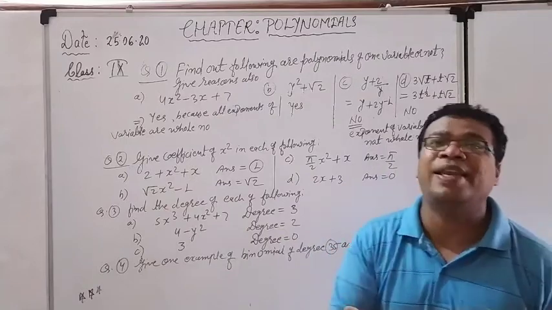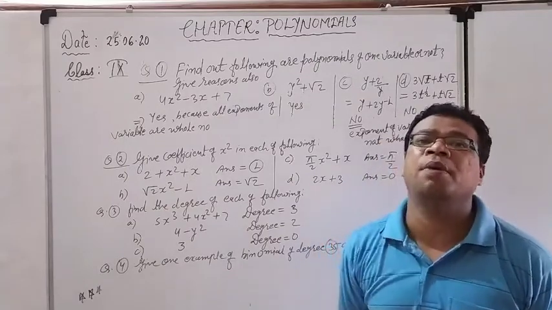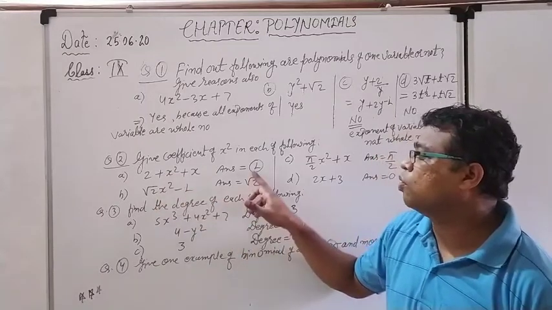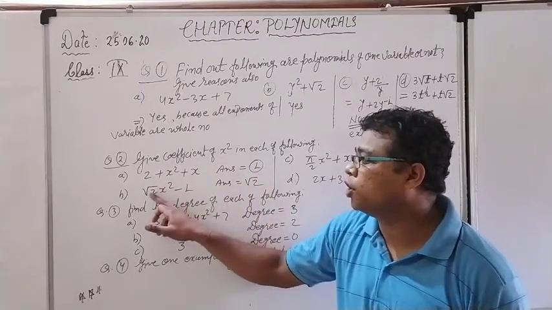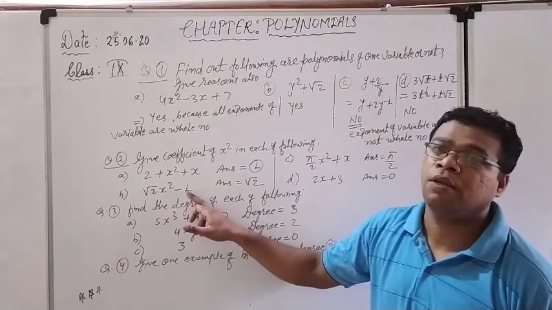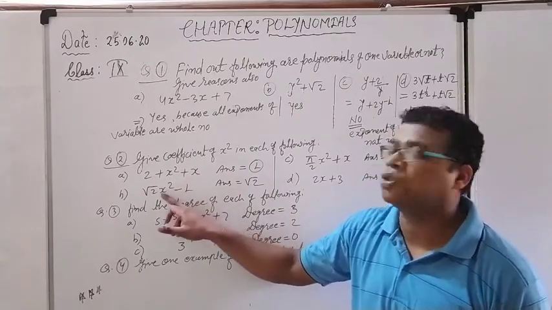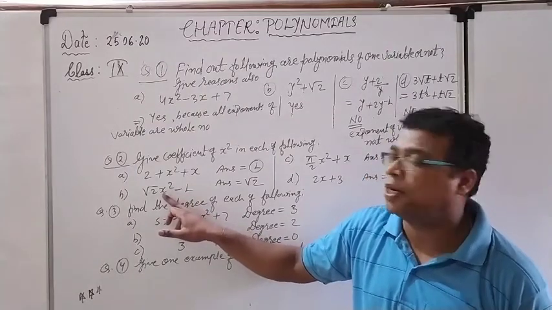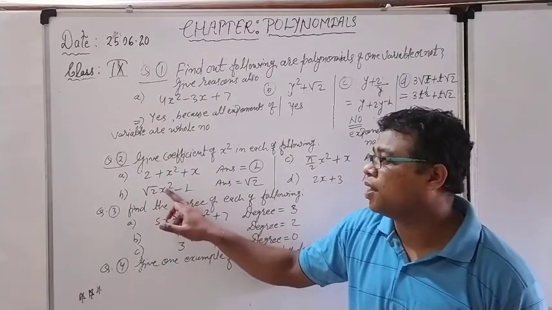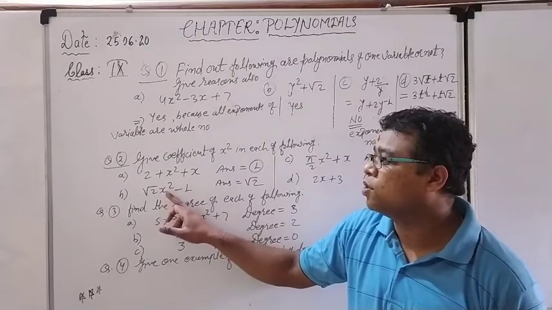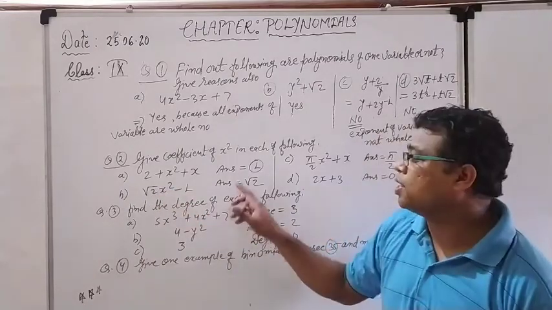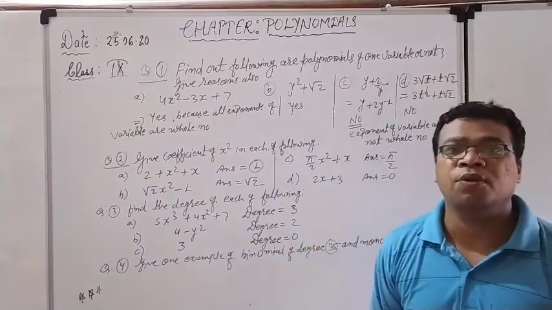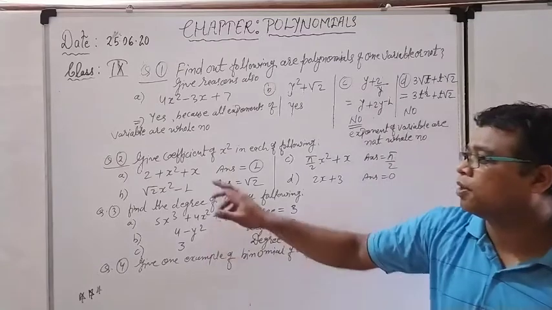Now see what is the meaning of coefficient. Coefficient is a numeric value which is multiplied with the variable. So what is the numeric value of x square? Definitely it is going to be 1. So the coefficient is 1. See the second question, root 2 x square minus 1. There are 2 terms, but we only have to concentrate on the first term, because only there is x square present. What is the numeric value which is multiplied with x square? It is none other than root 2. That's why our answer will be root 2, because it is the numeric value of x square and it is known as the coefficient of x square for that particular question.